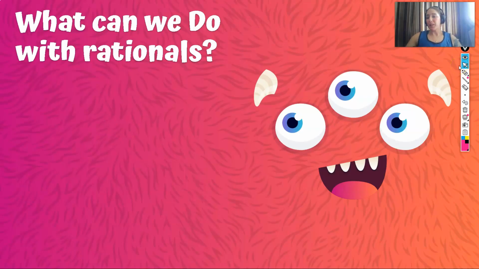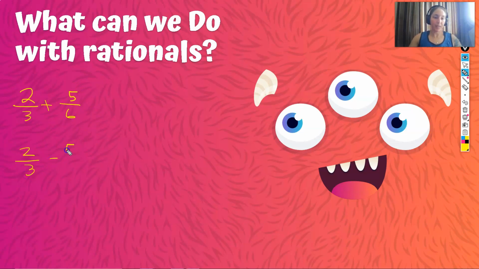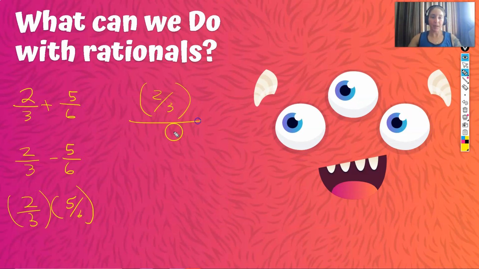So what can we do with rationals? Well, we can do everything with rationals that we could do with fractions, right? So anytime you hear the word fractions, fractions are rational. So what could we do with our fractions? Well, we could add them together, we could subtract them, we could multiply them, and we could divide them. 2/3 divided by 5/6, right? All of these were valid operations, and they still are.